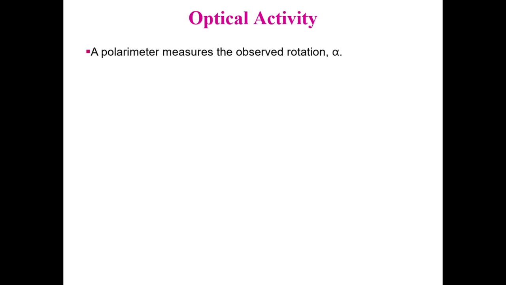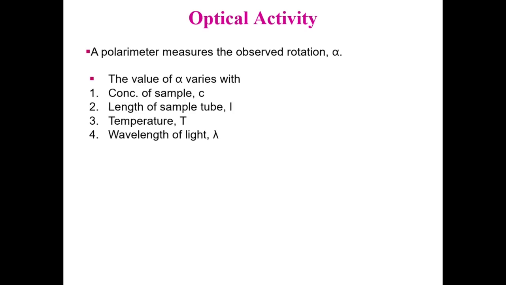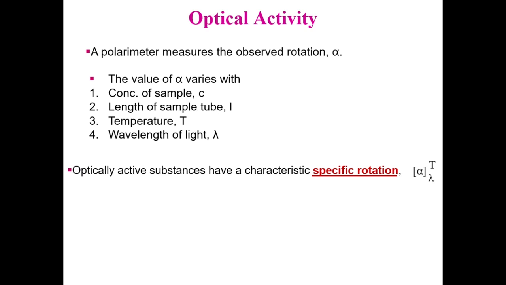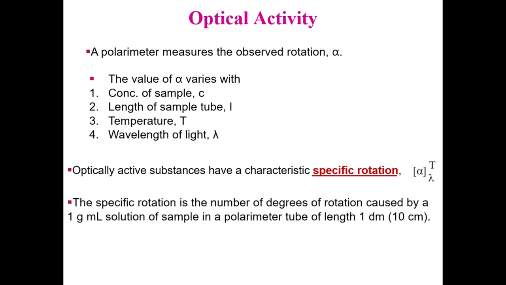A polarimeter measures the observed rotation alpha. The value of alpha varies with the concentration of the sample, the length of the sample tube, the temperature, and the wavelength of light that you've used. Optically active substances have a characteristic specific rotation. The specific rotation is the number of degrees of rotation caused by a 1 gram per milliliter solution of sample in a polarimeter tube of length 1 decimeter, or 10 centimeters. So it's quite specific in what you have to set up: a concentration of 1 gram per milliliter in a polarimeter tube of 1 decimeter, or 10 centimeters in length.